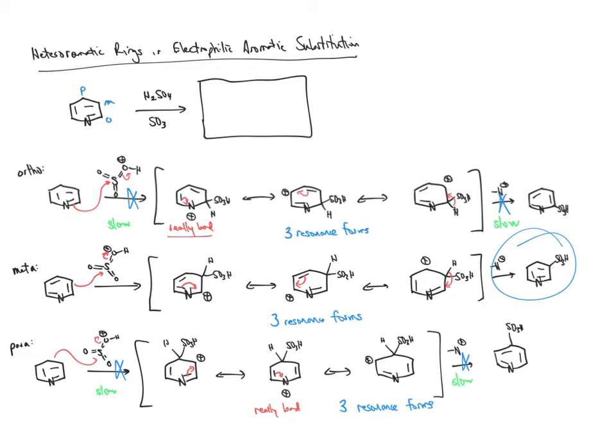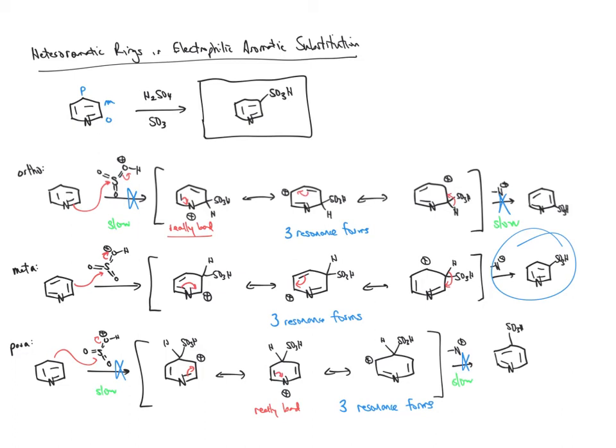Right? So we can draw in our little box that exclusively the product here will be the substitution at the meta position of this pyridine ring. Right, so you can sort of think of the pyridine ring itself as being a ring that is electron deficient. So it's kind of like a ring that has a deactivator on it, except it doesn't really have a deactivator on it. The deactivator is kind of inside the ring itself.